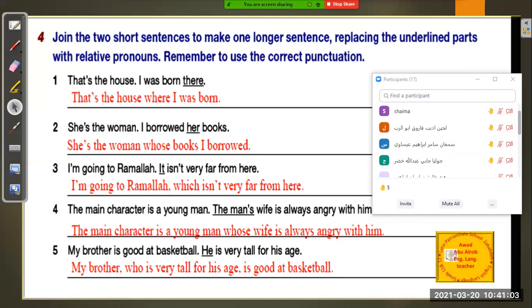Now, if we look at the sentences again and discuss them, these are the answers. You can screenshot first. Meanwhile, I'm going to ask you questions. Why did we put two commas in the fifth one? Look at the sentence again. If you look at it, my brother and he, yes?